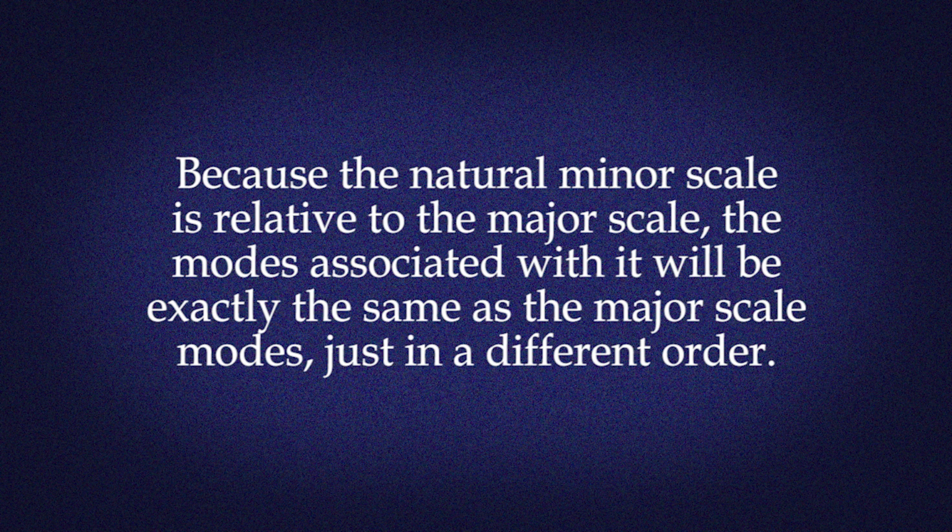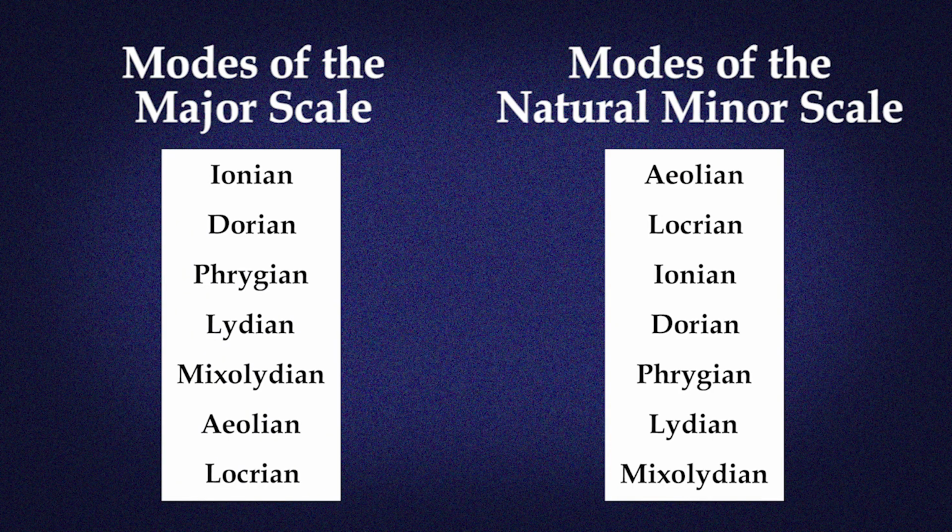Because the natural minor scale is relative to the major scale, the modes associated with it will be exactly the same as the major scale modes, just in a different order. As long as we adjust our thinking to that minor key, they're not that hard to keep up with. They would be Aeolian, Locrian, Ionian, Dorian, Phrygian, Lydian, Mixolydian.